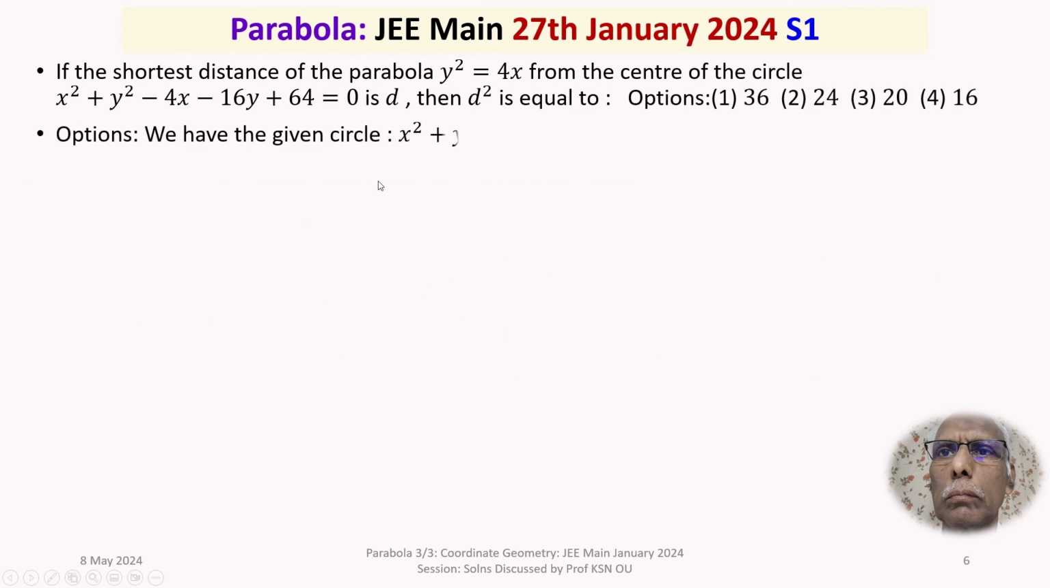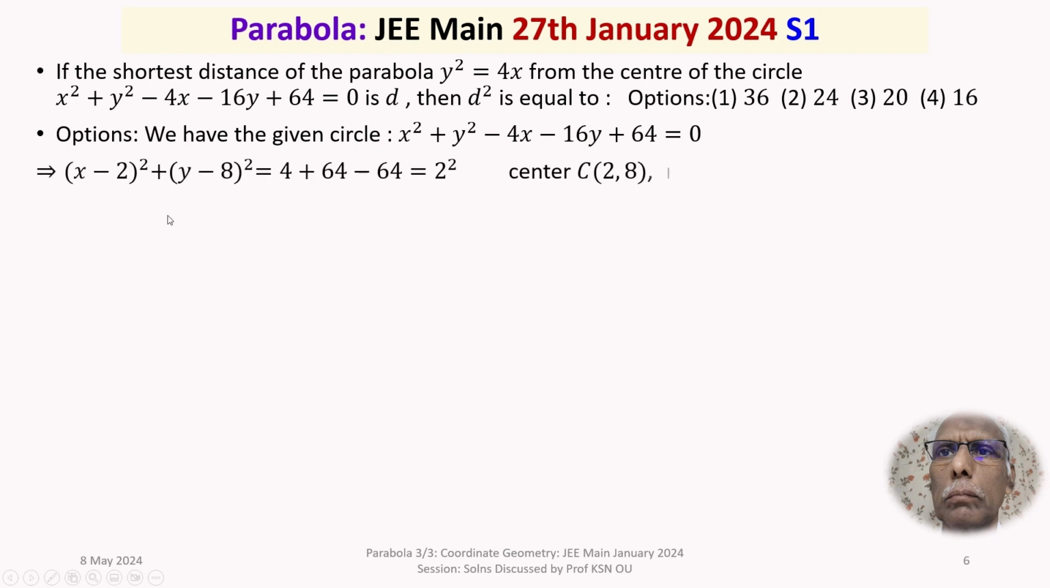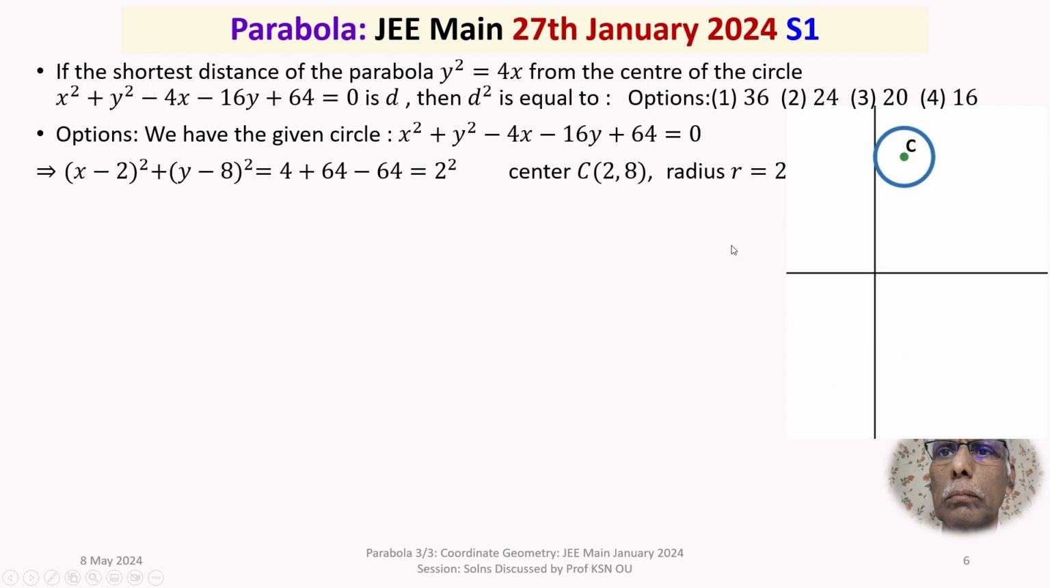We have the given circle. This is our given circle. Write this equation as x minus alpha whole square plus y minus beta whole square is equal to r square, in that form. Now we get x minus 2 whole square plus y minus 8 whole square is equal to 2 square. So this is a circle with a center C at (2, 8) and a radius 2. Radius r is equal to 2. Agreed. Now that is the circle C.